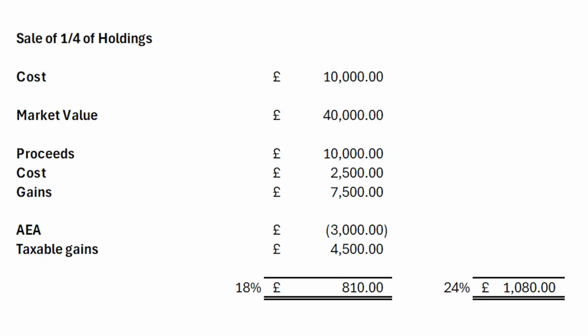Now, since October, we had a new rate of capital gains tax, changing from 10% and 20% to 18% and 24%. So this means if you are a basic rate taxpayer, you pay 18% on that £4,500, i.e. £810. If you were a higher rate taxpayer or additional rate, anything beyond the basic rate, you'd actually be paying 24% at £1,080. Hopefully that gives you a nice direct summary of your question there, James.